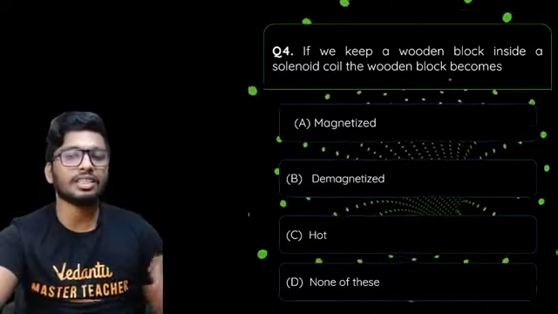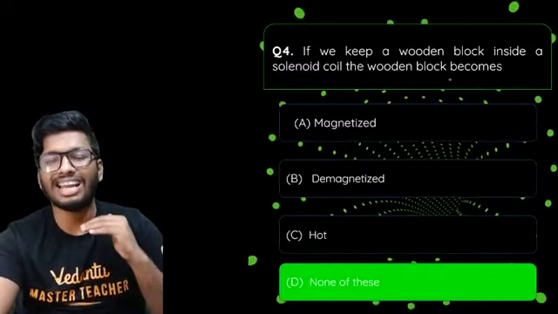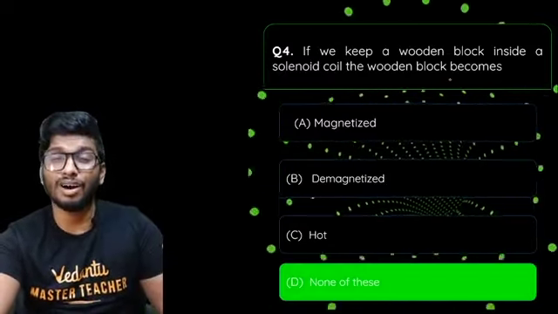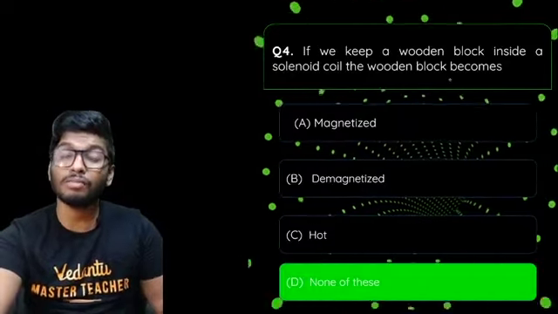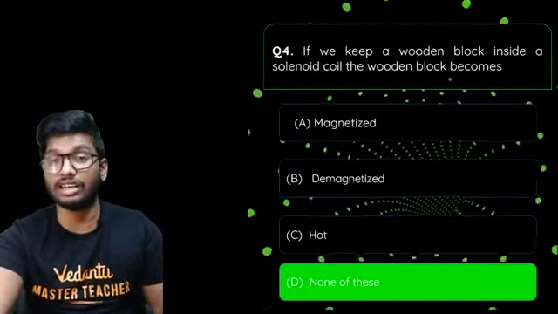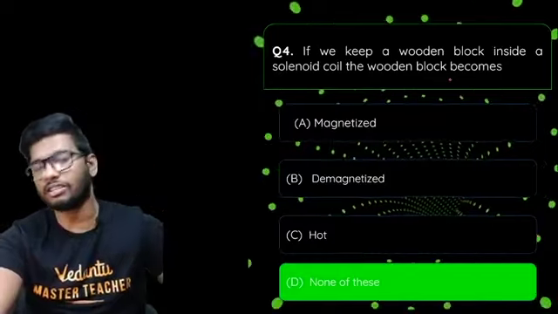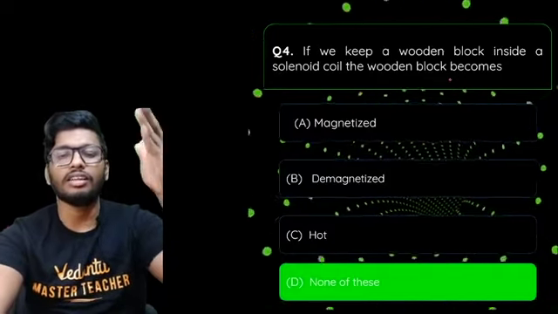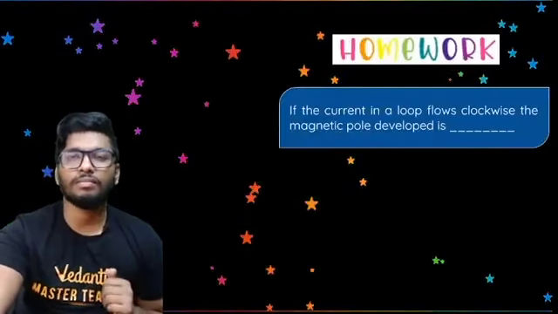The answer to this question, guys, is going to be option number D, none of these. Because obviously, wood is a non-magnetic material. Why would it get magnetized? Definitely not. It is neither going to get magnetized, nor demagnetized, nor is it going to get hot. The answer would be option number D. That'll be the end of this.